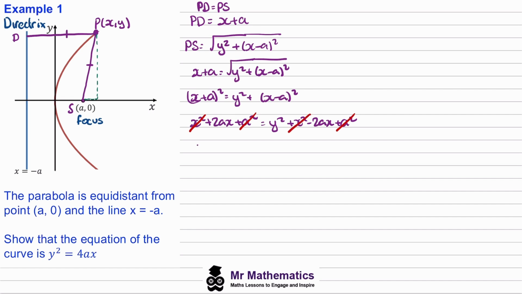So what we're left with is 2ax will equal y squared minus 2ax. Then all we need to do is move these terms over to the left-hand side. So we get 4ax will equal y squared. And this is what we were asked to show here. Okay? So like I said, this is the general equation for our parabola conic section. We will look at example 2.